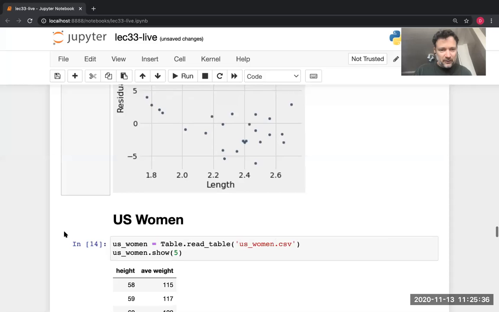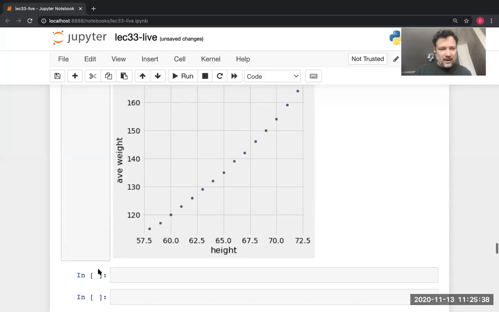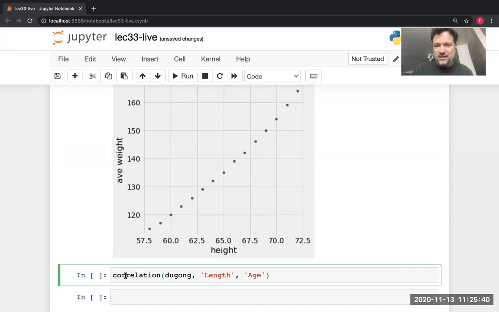Let's first look at the correlation coefficient to see how accurately we can predict weight from height. Let's see. Height, weight.